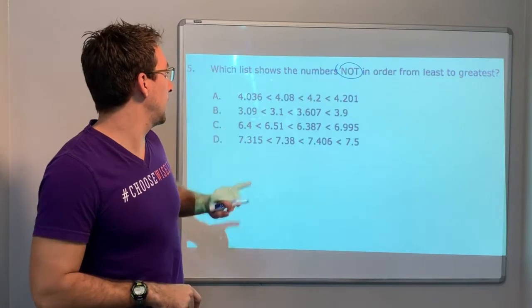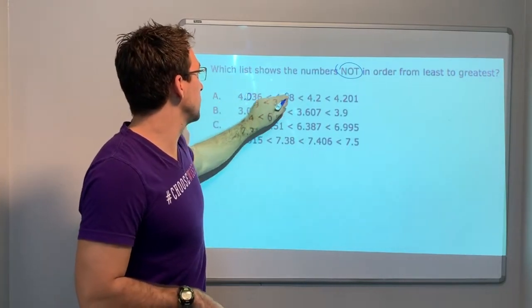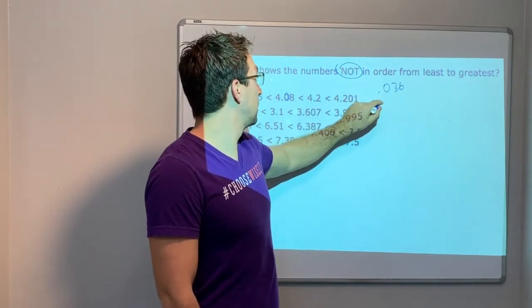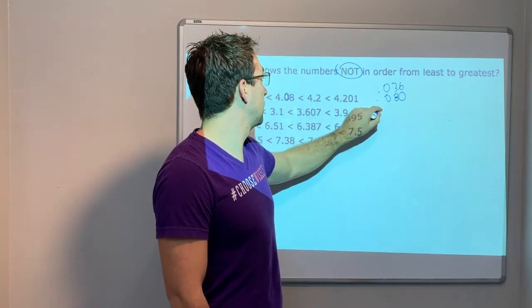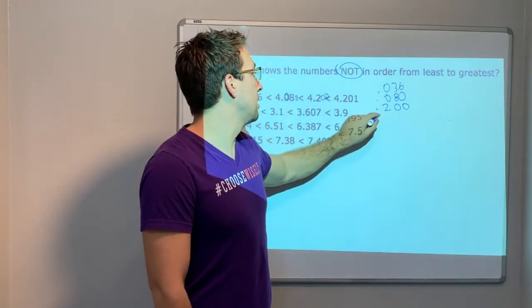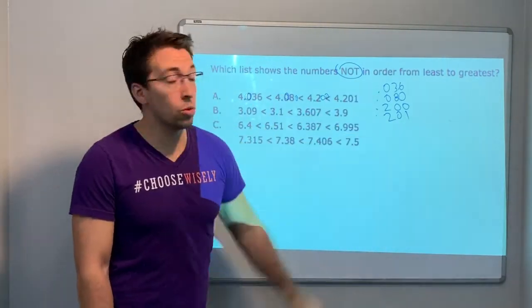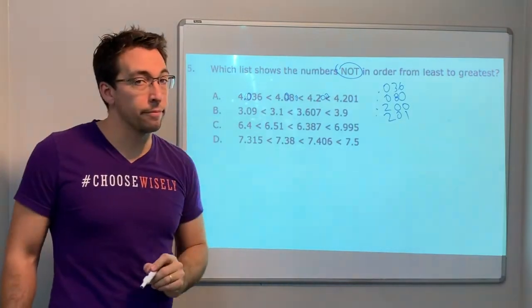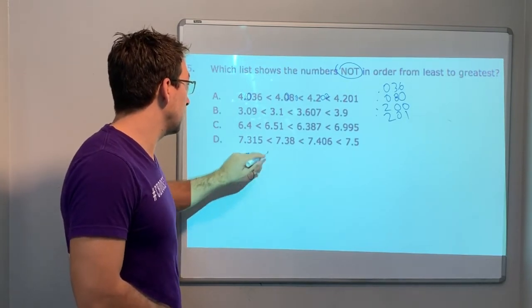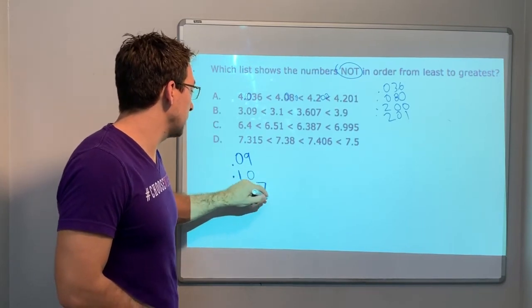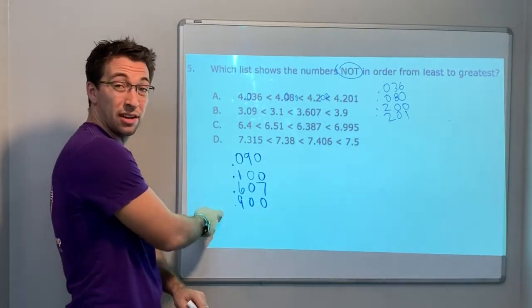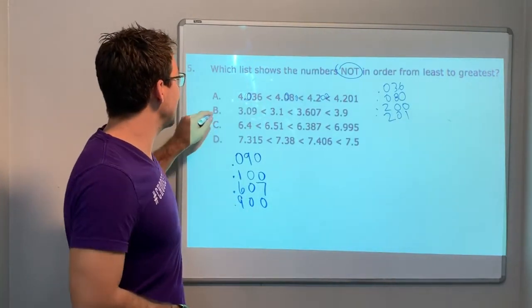Okay. So, A, let's look at this. 0.02 and 0.2. Okay, perfect. 0.36, 0.8, 0.200. You can add decimal zeros at the end of a decimal every time, and then 0.201. That is in order from least to greatest. 36, 80, 200, 201. B, let's go. 9, 10, okay, 607, and then 900. So look, 90, 100, 607, 900. That's in order from least to greatest. So that is correct.